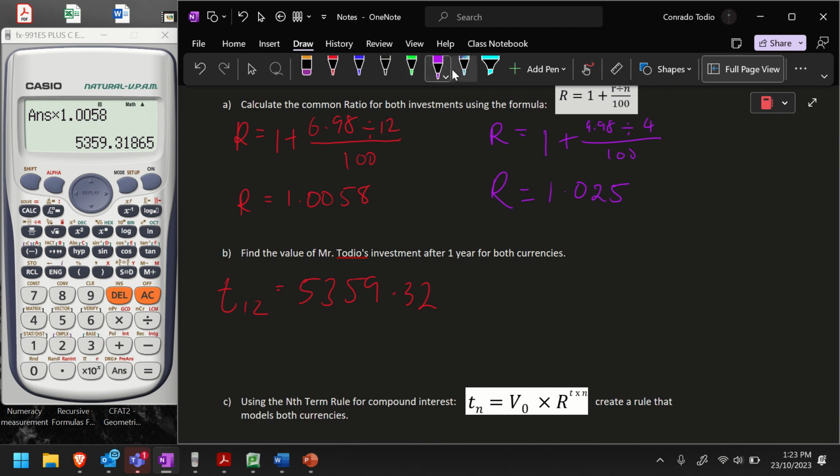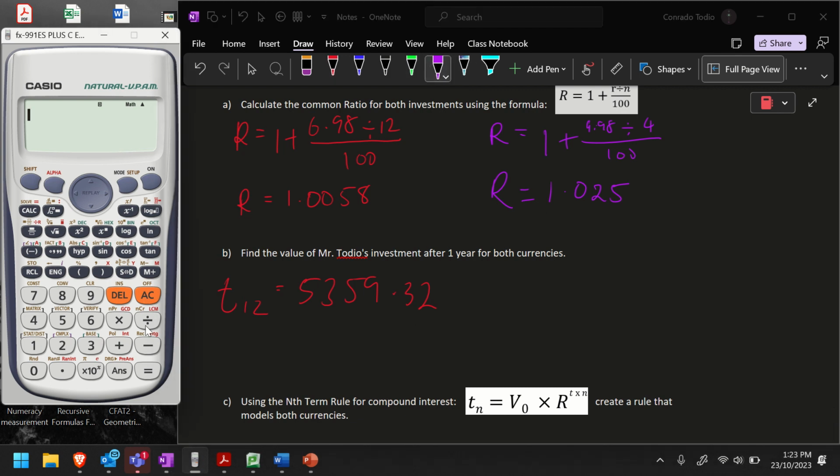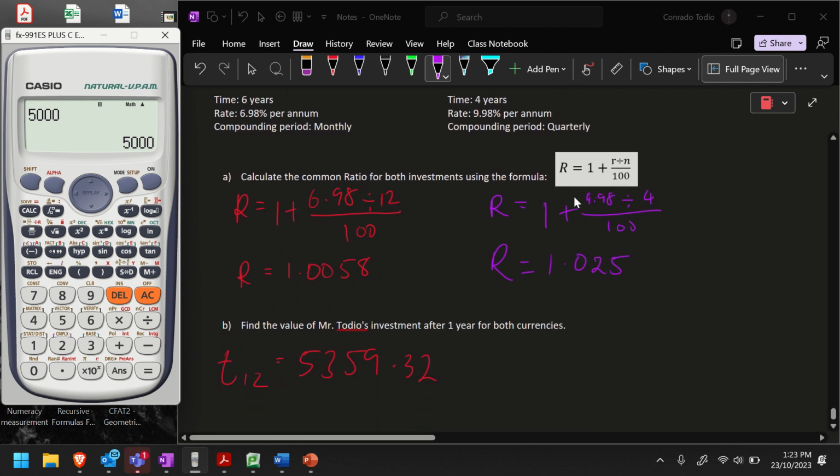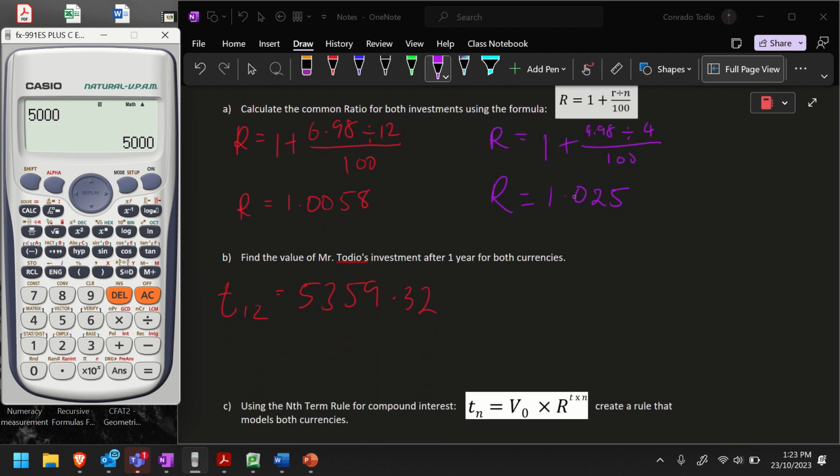All right, let's try Ethereum, see if it's any better. So we're going to go 5,000. But here's the thing, how many terms would Ethereum be? Because if you're doing quarterly, good, you're looking for term number 4.